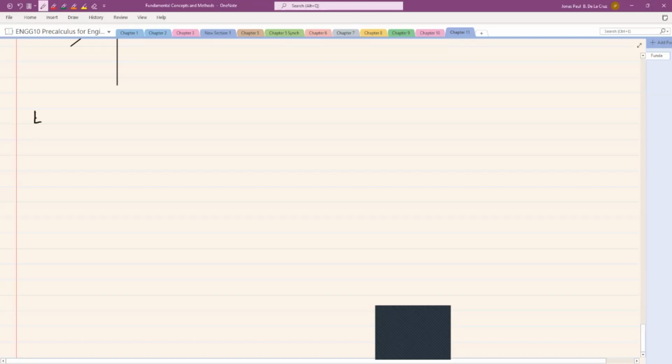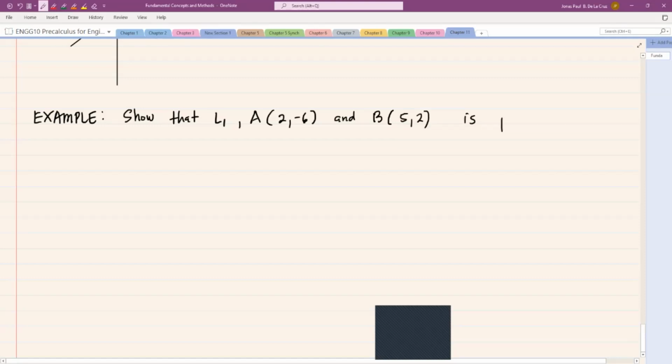Example tayo. Okay, show that line L1, with points A (2, -6) and B (5, 2), is parallel to line L2 with coordinates C (-7, -3) and D (-4, 5).